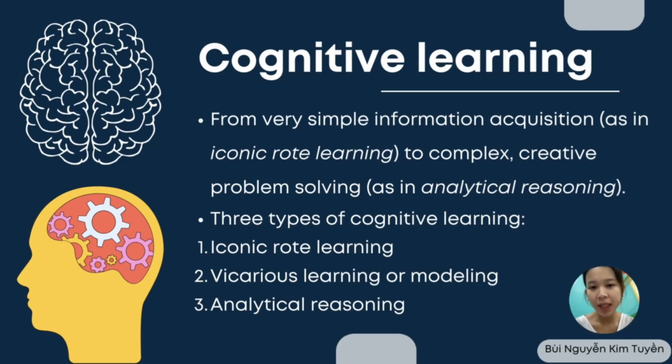Cognitive learning encompasses all the mental activities of humans as they work to solve problems or cope with situations. Cognitive learning can range from very simple information acquisition, as in iconic rote learning, to the complex, like creative problem solving as in analytical reasoning. And we have three types of cognitive learning. The first one is iconic rote learning. The second one is vicarious learning or modeling. And the last one is analytical reasoning.